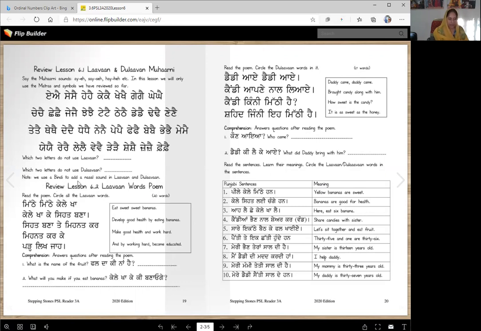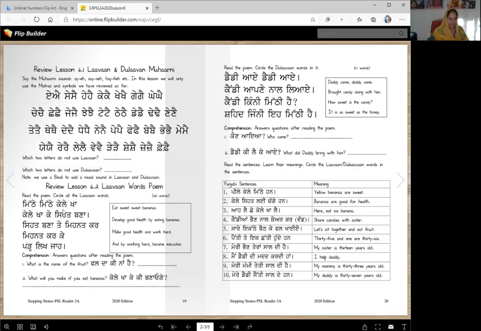Note that we will use Bindi to add nasal sound to Lama and the Lama words. Okay, so here is a little poem. You will read this poem. This is what it means. Then you will answer these two questions. It's not hard. I can quickly read it for you, but I think you can do it yourself.